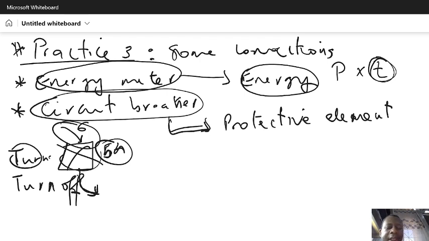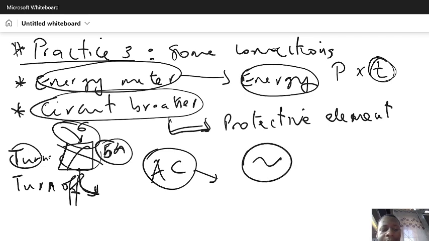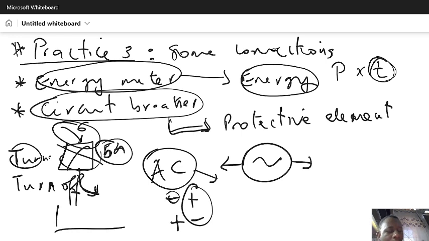But before we go to the energy meter, we have to know the concept of AC. When we talk about alternating current or alternating voltage, it has a symbol like this. In AC we have positive and negative, and these terminals can change to the opposite side. Sometimes the positive terminal will be here and the negative terminal here; another time, the positive will be here and the negative here.